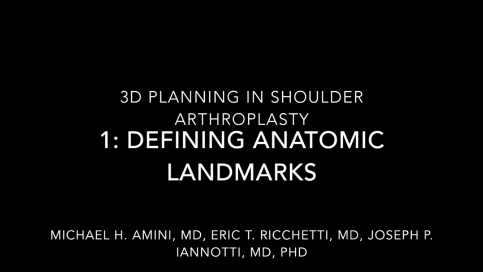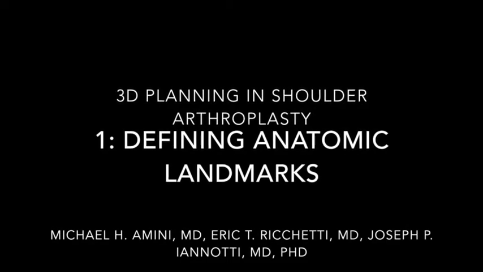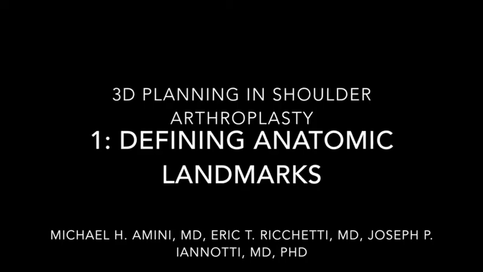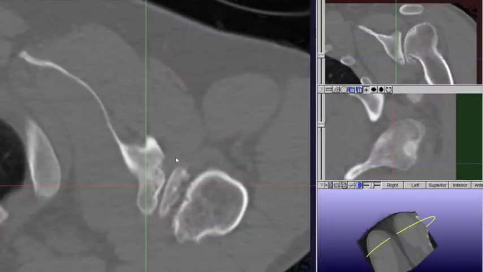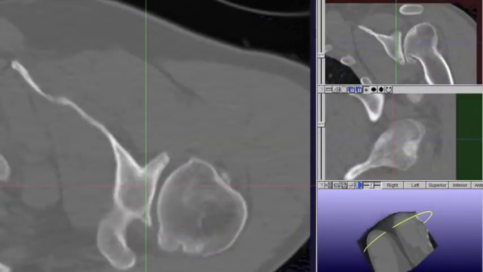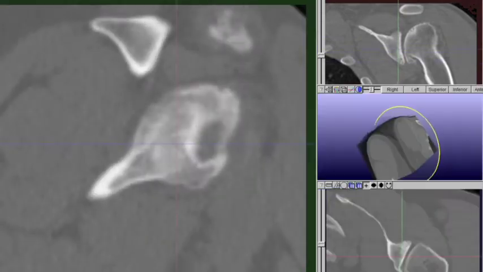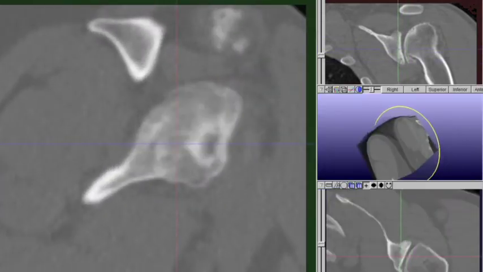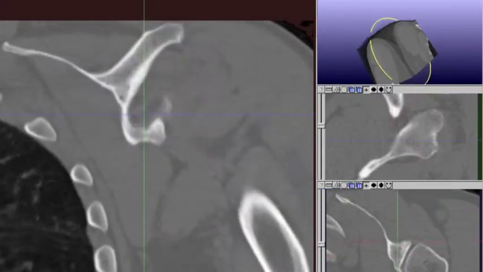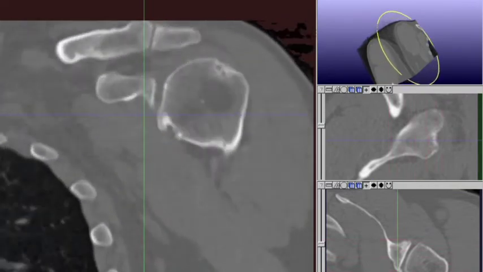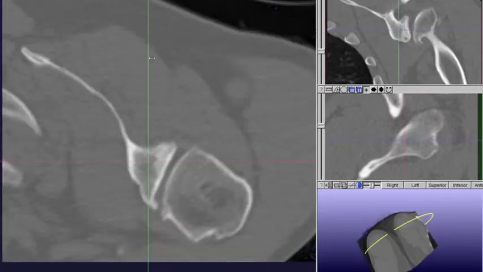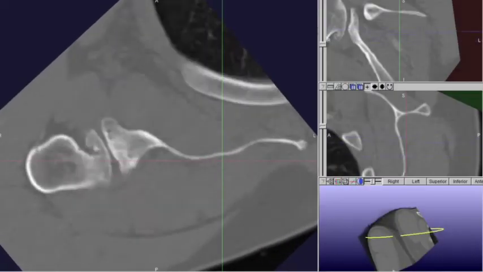In this first video, we're going to look at how to define the anatomic landmarks in three-dimensional planning for shoulder arthroplasty. When we first start looking at the axial, sagittal, and coronal images that were originally obtained from the CT scanner, we see that these look very out of plane, and here we can see that the coronal and sagittal images are not in the plane of the scapula or perpendicular to it.